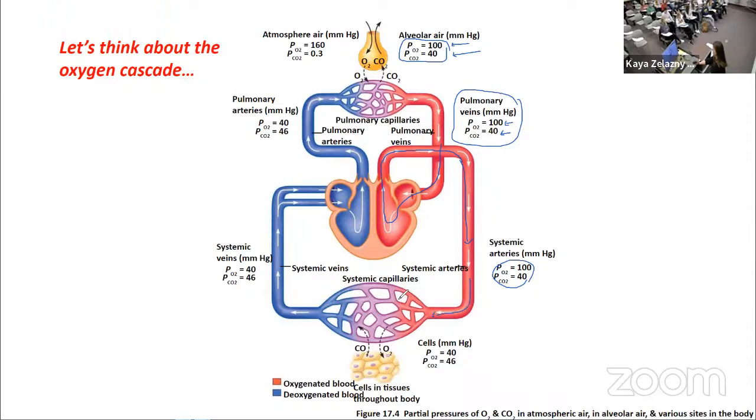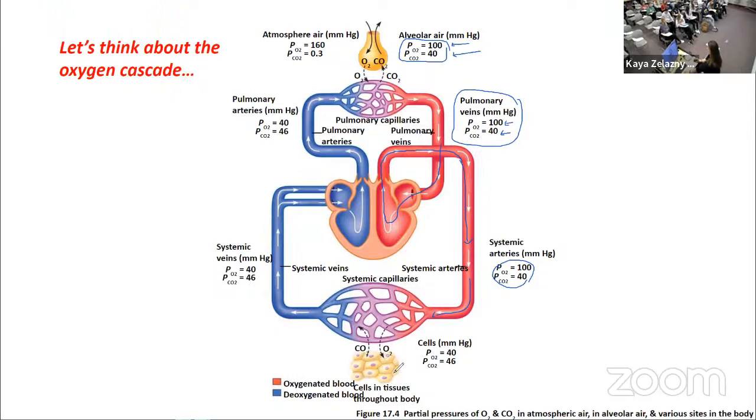Until we get to the capillaries, feeding the cells, feeding the tissue that we're traveling to, we don't see any changes for those partial pressures. Everything's just the same as that alveolar air, okay? When we do see a change is as we pass that tissue, right?